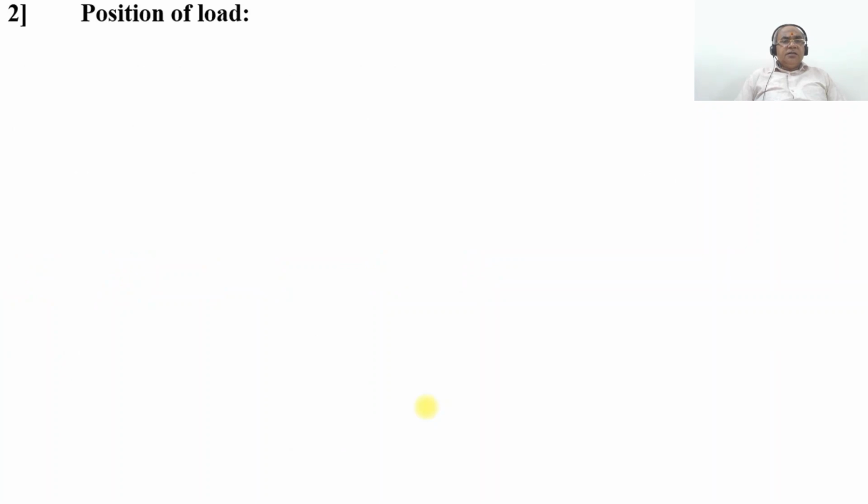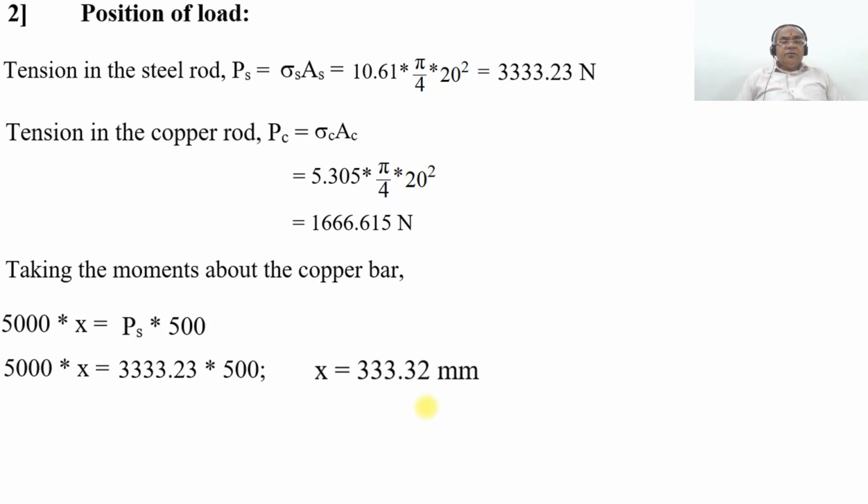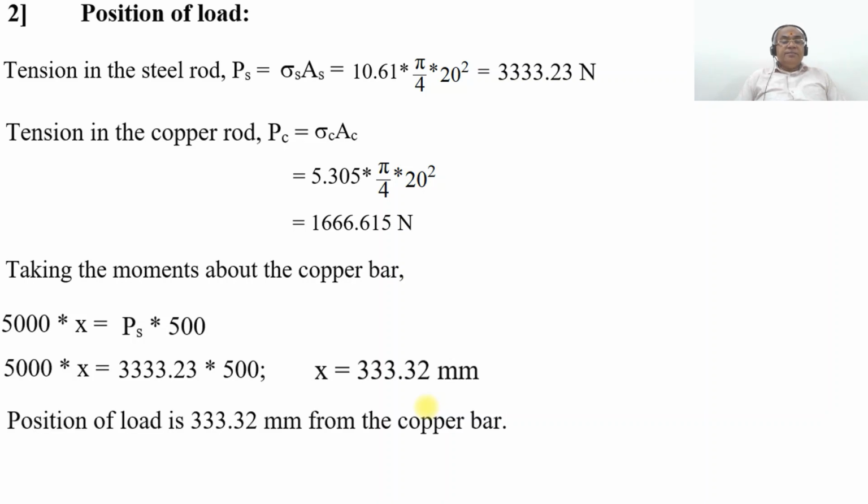So once you get this, here 5000 into X will be equal to PS into 500. So you know the value of PS. 5000 into X will be equal to, substitute the value of PS as 3333.23 into 500. Therefore, the value of X will be equal to 333.32 mm. So therefore, the position of the load is 333.32 mm from the copper bar. So this is how you will be able to solve this problem. Thank you.